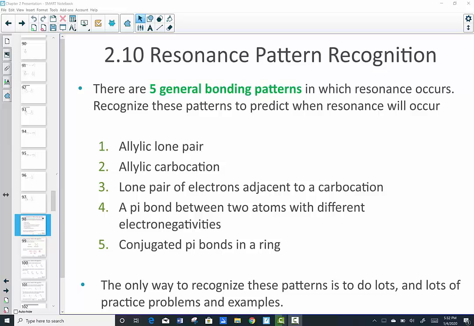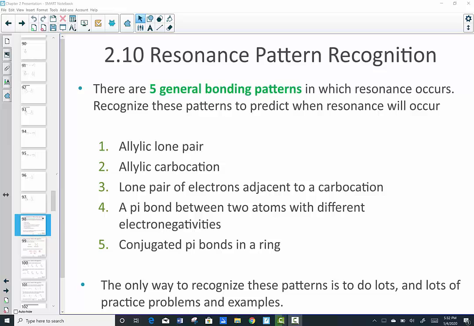We've left off here with Chapter 2, Section 10, which is called Resonance Pattern Recognition. And we're going to learn that there are 5 general bonding patterns in which resonance structures can occur. And you must recognize these patterns in order to predict if resonance will indeed be present. So they're very critical. And that's going to take some practice. So we're going to start in and practice each of the 5 together.